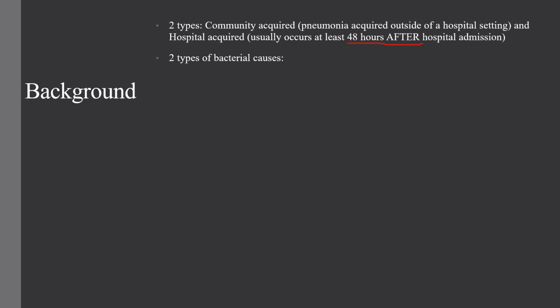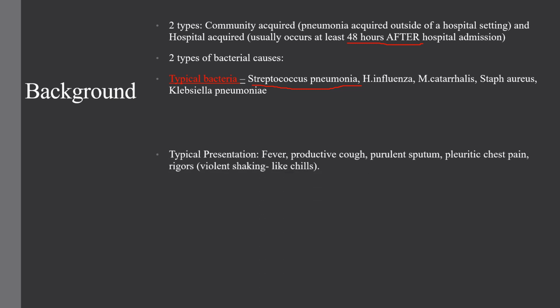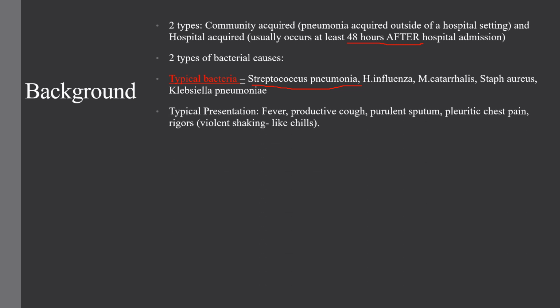And there's two types of bacterial causes. So, there's typical. The most common one you'll probably see is Streptococcus pneumonia. And as you can see from the other ones, so H. influenza, Staph aureus, Klebsiella, it's kind of a mix between your gram negatives and gram positives. And this will include basically the common symptoms you would think of pneumonia, such as the fever, the productive cough, so the sputum in it, purulent sputum, pleuritic chest pain, and then rigors. Rigors is kind of like a violent shaking, so like chills.